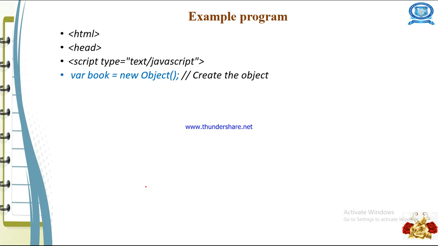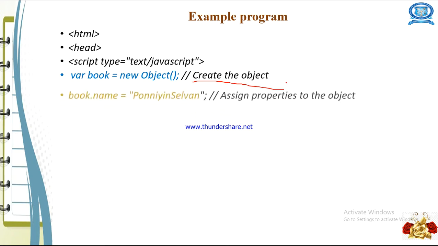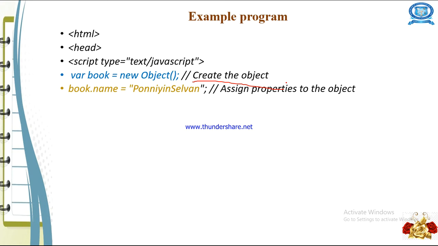Already we have discussed this in the syntax and example. By using the syntax and example, you have to write this program. So create an object. By using this line, you create an object: book equal to new Object. Next, assign properties to the object.